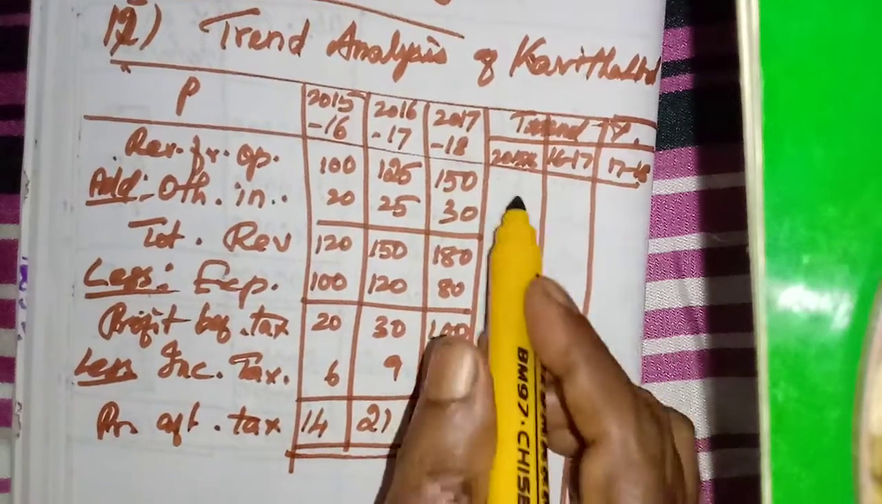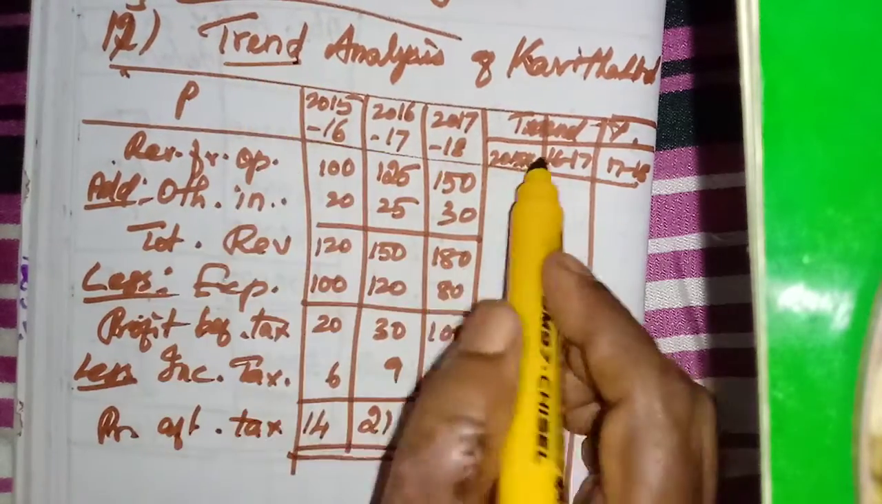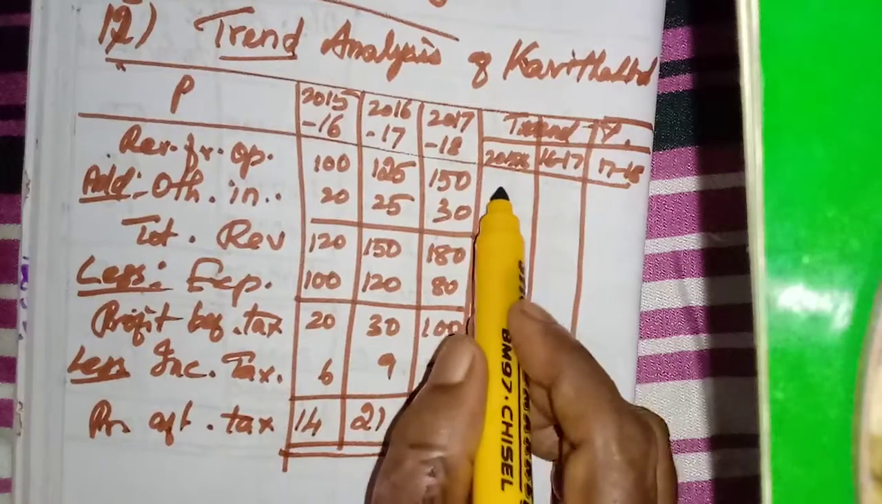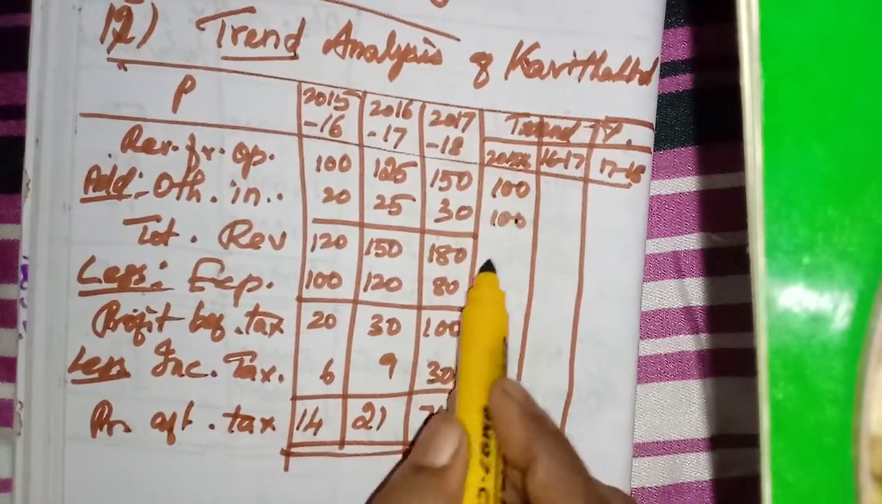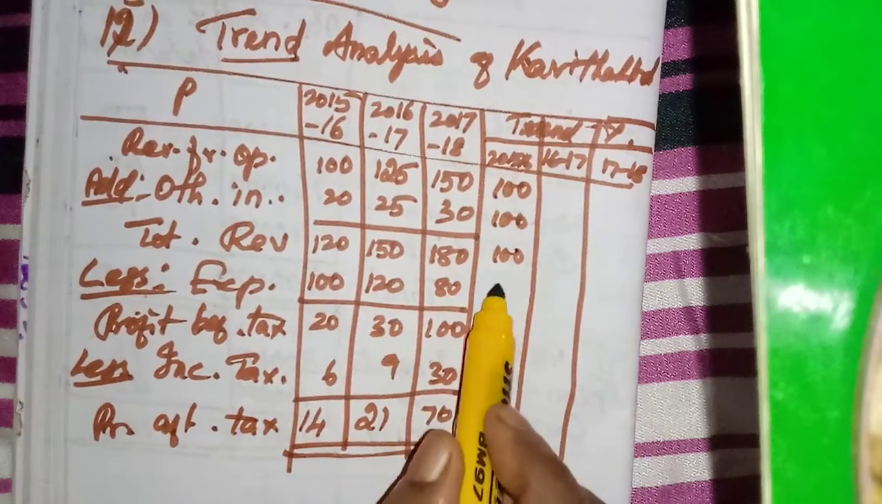Now we need to write all this first year trend. The first year will be 100. Okay, write everything 100 here. 100, 100. You should not draw line here.